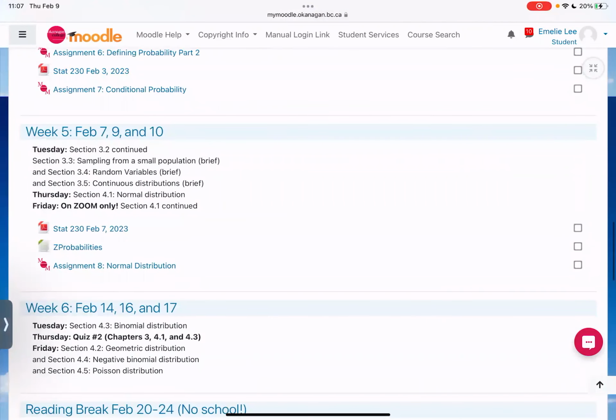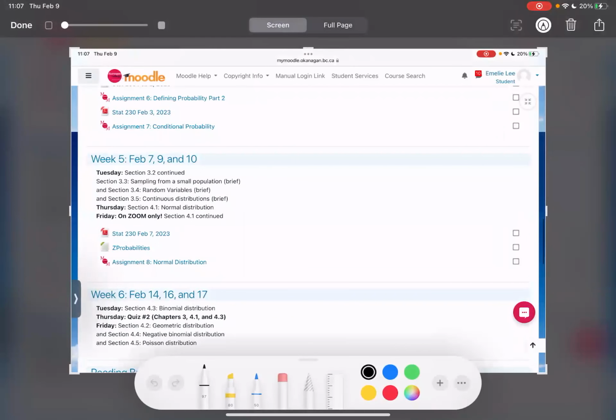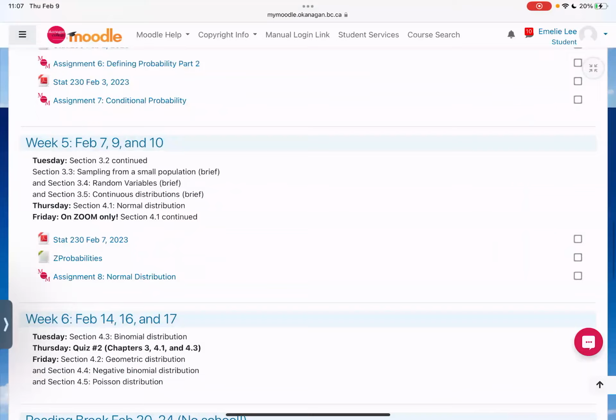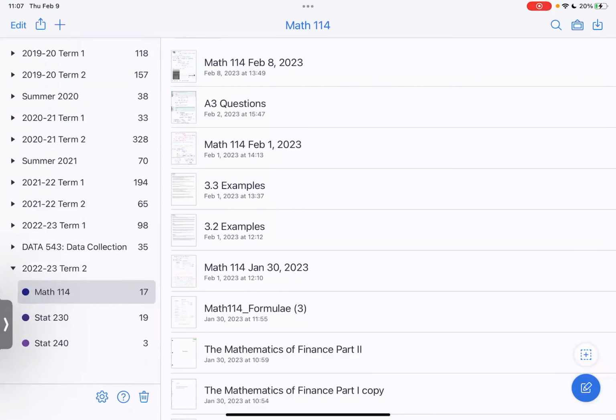One mega thing: tomorrow's class had something come up, so I will only be able to do it on Zoom. I'll still post the video afterwards if you can't log on to Zoom, maybe because you're on campus, and I am sorry about that. But tomorrow is on Zoom only.